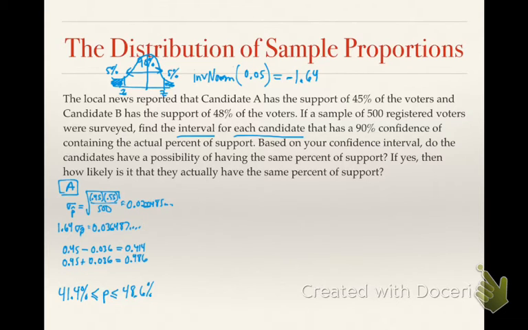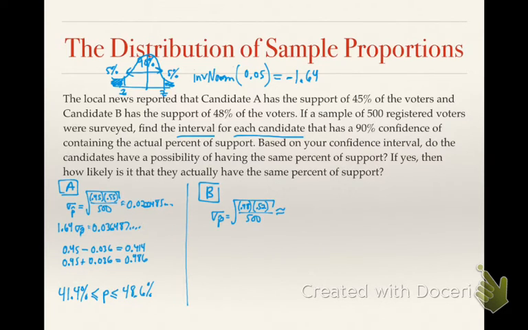Now let's work with candidate B. For candidate B, let's find the deviation of the proportions there. The standard deviation of the sample proportions is going to be the square root of the population proportion we're testing, which is 0.48, times 0.52, which is 1 minus 0.48, divided by a sample of 500.